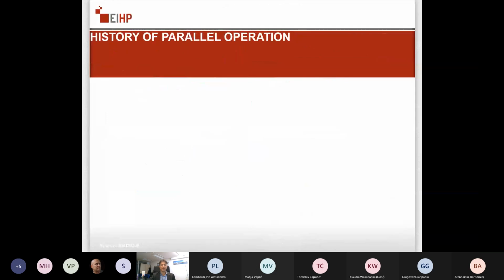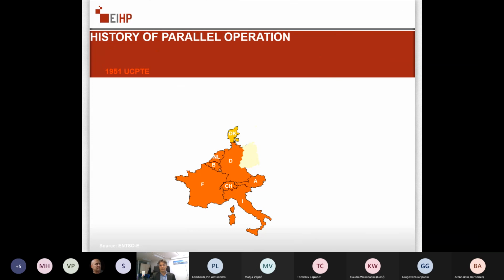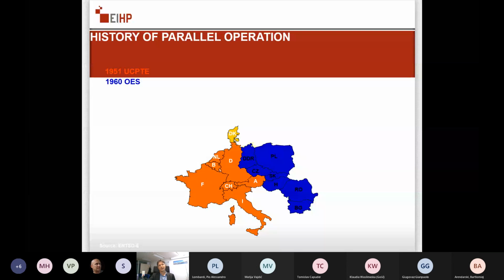Just to remind you briefly of the history, for those that are not familiar with it, the European network actually started to be, how to say, coordinated and harmonized in parallel operation 70 years ago. In 1951, the first association or union for coordination of production and transmission of electricity was formed, combining countries such as Italy, France, Germany, and others. At the same time, it was the Cold War. So on the other part of Europe, in 1960, an association of Eastern countries was also formed, where these countries were connected into synchronous operation, actually with the capability to exchange electricity.